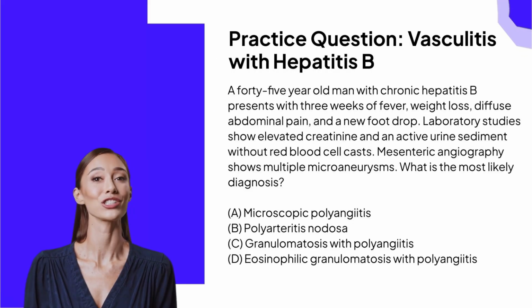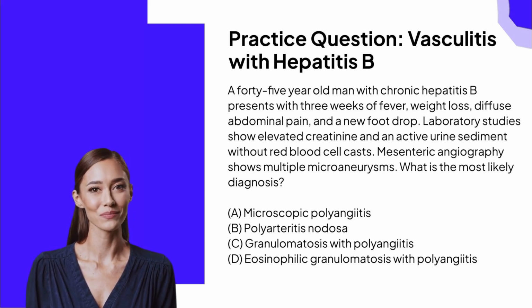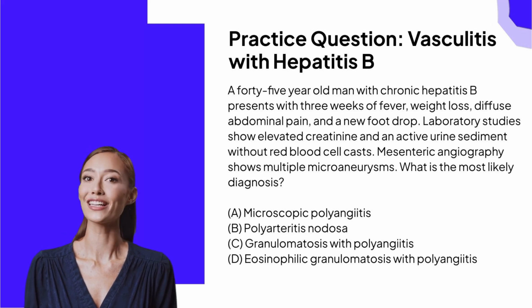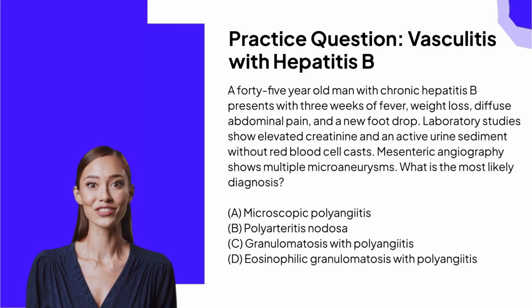Here is practice question 3. A 45-year-old man with chronic hepatitis B presents with 3 weeks of fever, weight loss, diffuse abdominal pain, and a new foot drop. Laboratory studies show elevated creatinine and an active urine sediment without red blood cell casts. Mesenteric angiography shows multiple microaneurysms. What is the most likely diagnosis?